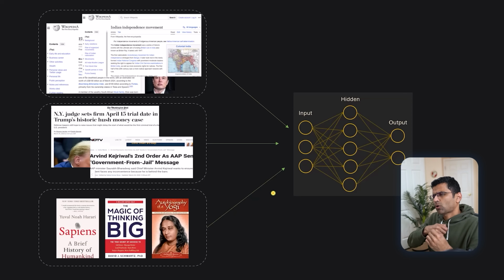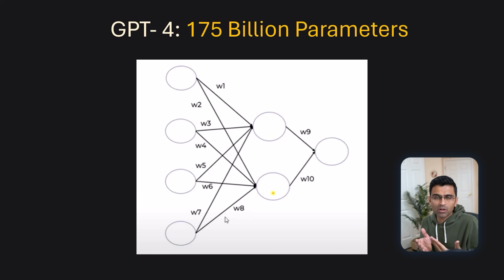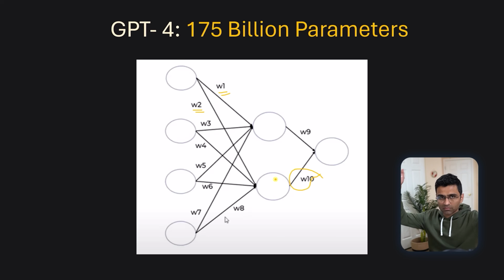And when you feed a huge amount of data to this neural network, and let's say you have so many layers in the neural network, let's say that the neural network is big, what we get is a large language model. GPT-4, a model behind ChatGPT, is a large language model. It has 175 billion parameters. And when I say parameters, it is nothing but all these weights in the neural network. So see, this neural network has only 10 parameters. Imagine a huge network with so many layers having 175 billion parameters.